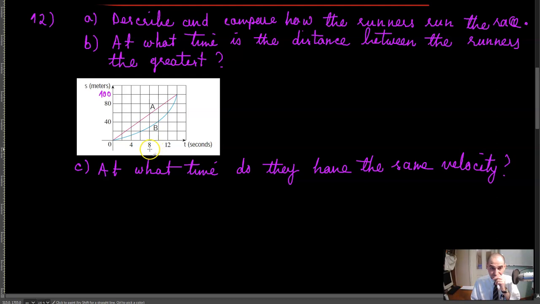Okay. So you can see that these two runners, as I mentioned before, at 13 seconds both of the runners have finished the race, meaning that both have run a distance of 100 meters in 13 seconds. And so if you want to describe and compare how the runners have run the race, you can see that this is position versus time. This axis over here is time, and this axis over here is position.